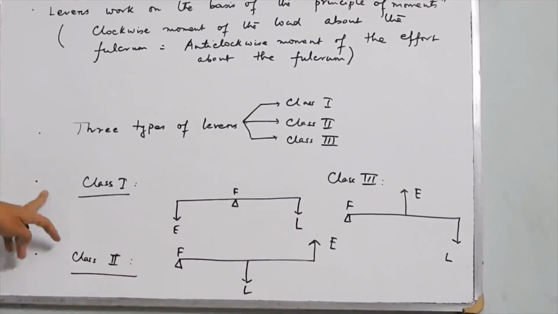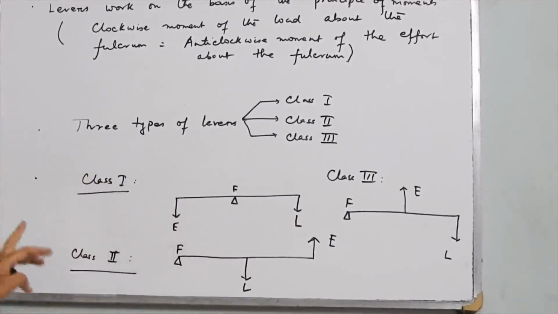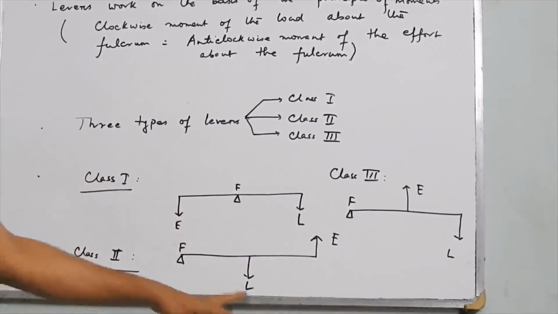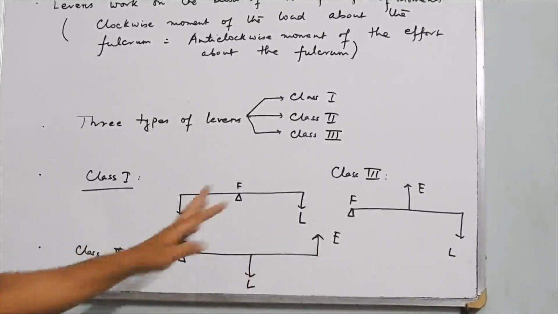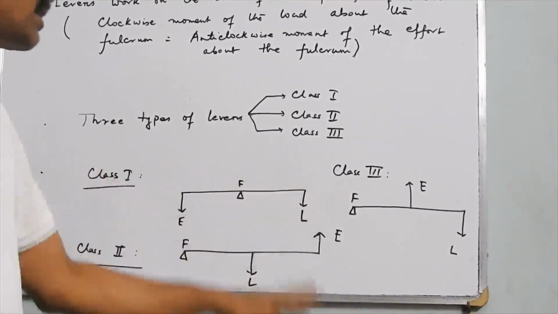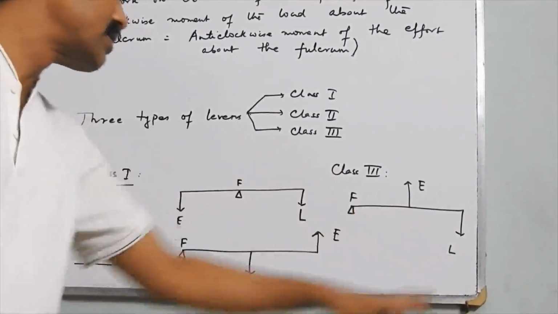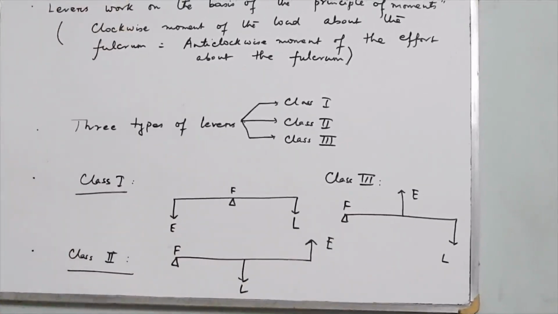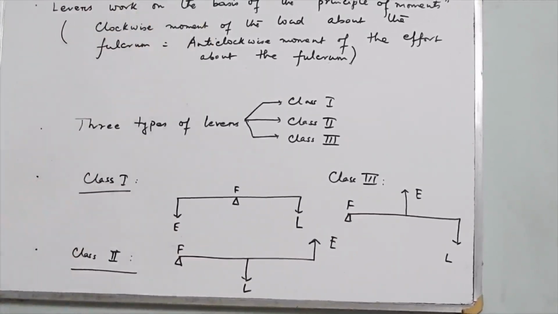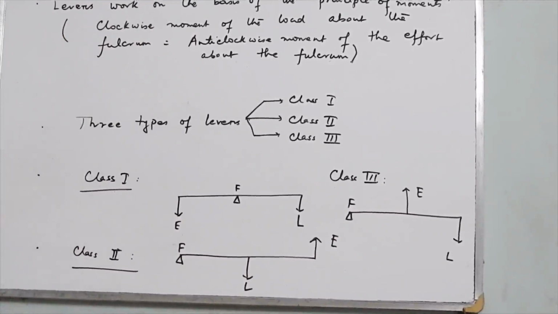In case of class 1, it should be in between. With respect to class 2, load should be in between the fulcrum and the effort. That means the position of the effort and the fulcrum are interchangeable. And for class 3, it is the effort which should lie between fulcrum and load. So position of fulcrum and load is then interchangeable. So this definition could have changed accordingly, but the principle remains the same.